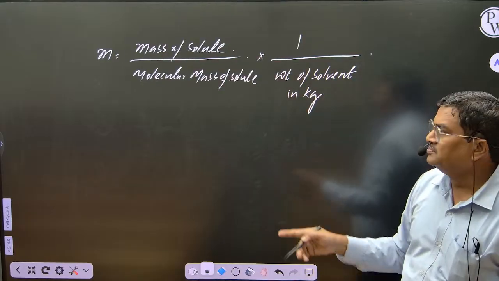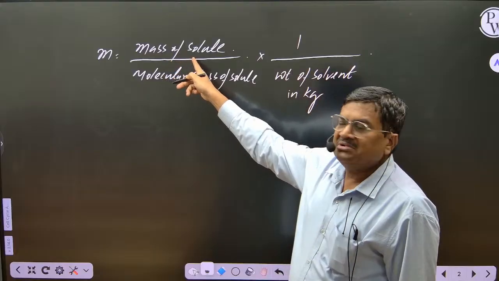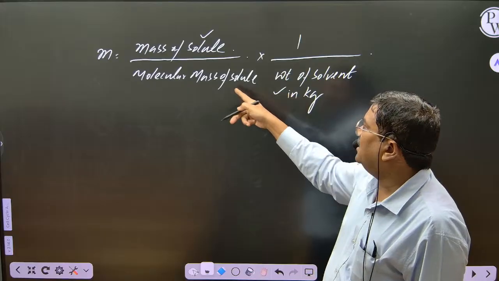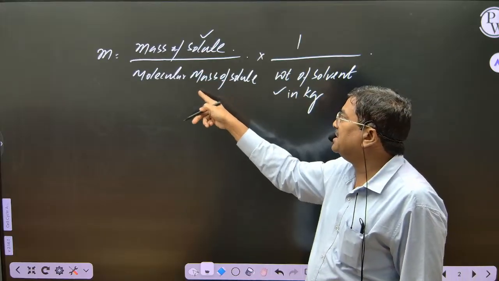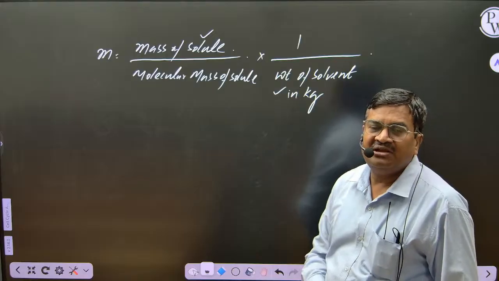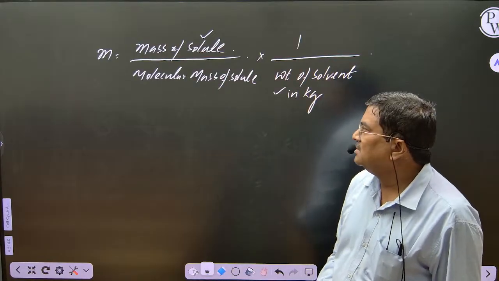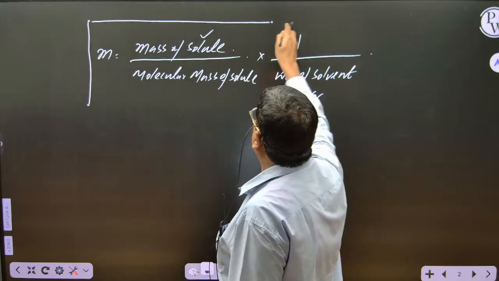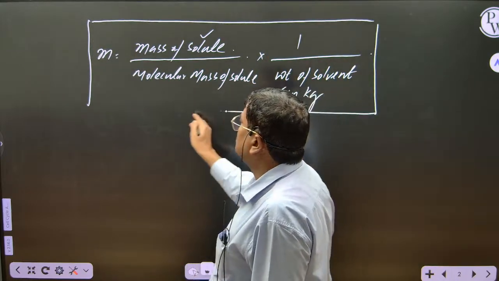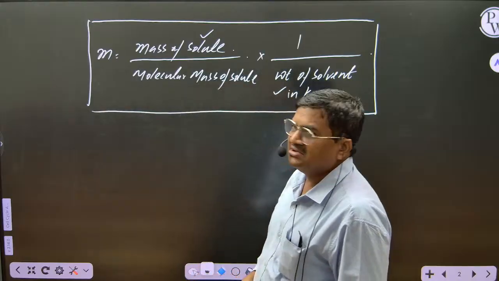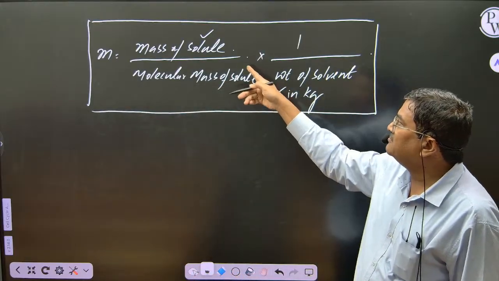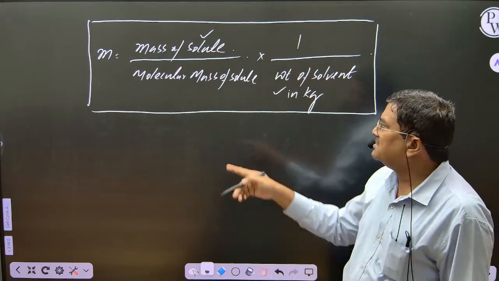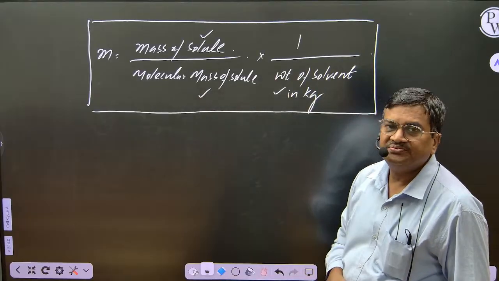So in the numerical problem, they give you the mass of solute and the weight of solvent, and direct substitution of mass by molar mass into 1 by weight of solvent will give molality. Put this relation in a box. In JEE they can ask numerical questions on molality, as well as in NEET. Mass of solute will be given, weight of solvent will be given, and molar mass we can find out from the substance.